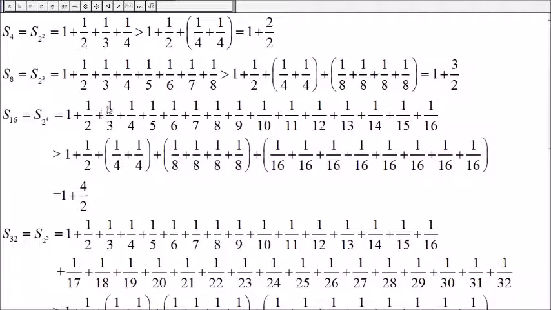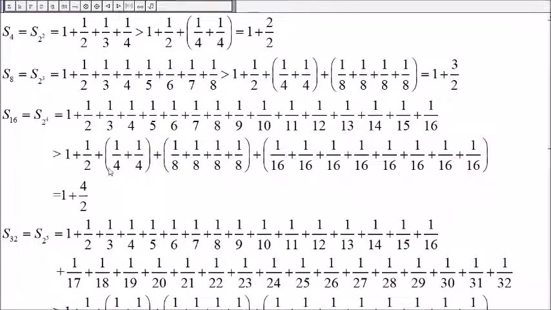Again, this 1 third is greater than this 1 fourth. And then 1 fifth is greater than 1 eighth, 1 sixth is greater than 1 eighth, 1 seventh is greater than 1 eighth. And then 1 ninth is greater than 1 sixteenth. And the same thing here. So the sum of these 16 numbers is greater than the sum of these 16 numbers.